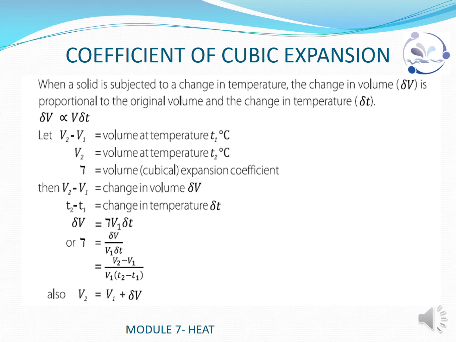Change in volume. Your change in volume is given by what? Original volume multiplied by the cubic expansion coefficient multiplied by the change in temperature, which is T2 minus T1. That's what they're showing you here. Then we're having V2 is the same as V1 plus the change in volume. This is the formula for final volume. It's just that now they're using V2 and V1. For your original, they're using V1, and for your final, they're using what? V2.